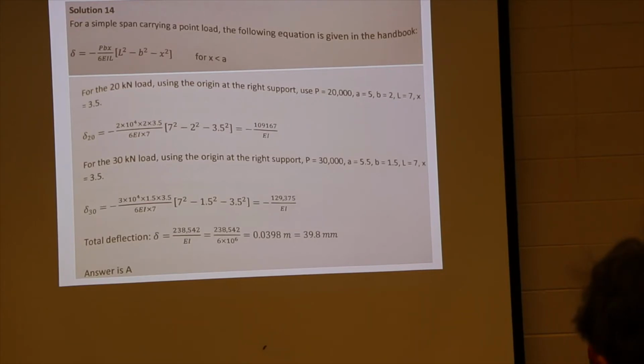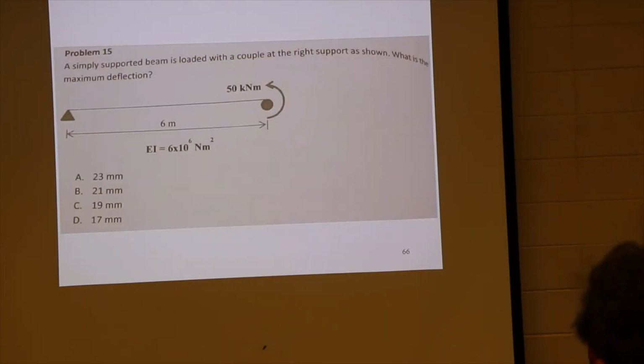More with superposition problems. A simply supported beam is loaded with a couple at the line support as shown. What is the maximum deflection? This is actually way easier than the previous one. Go to the table. For this case, use the Y maximum, substitute your moment, which is 50 kN·m or 50,000 N·m, because EI is 6 to the power 6 N·m². The only issue here is that the units are not consistent, so you have to be mindful of that.